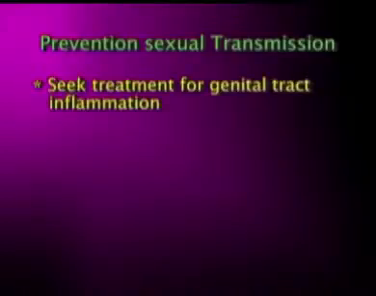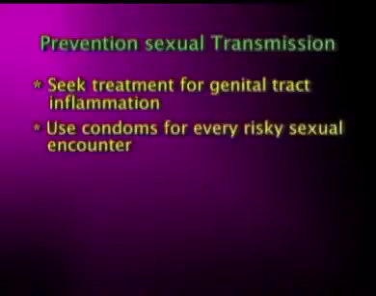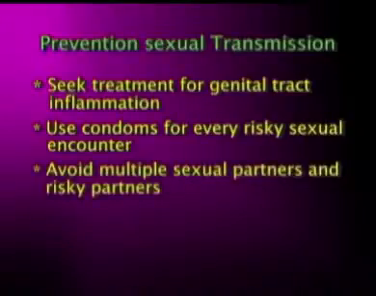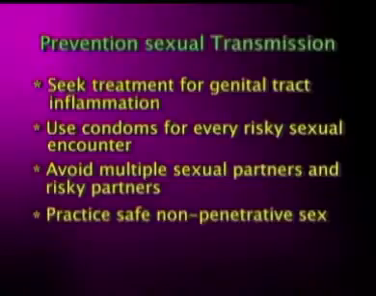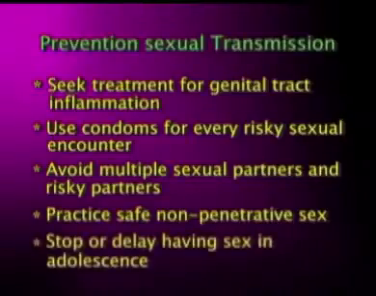Now, we will talk about the prevention of HIV. For prevention through sexual contact, one should seek treatment for all sexually transmitted diseases. If somebody has even the minimal of the problem, one should seek medical advice for the same. Seek treatment for genital tract inflammation. Use condoms for every risky sexual encounter. Avoid multiple sexual partners and risky partners. Practice safe non-penetrative sex. Avoid combining sex with alcohol and drugs, and such other steps.